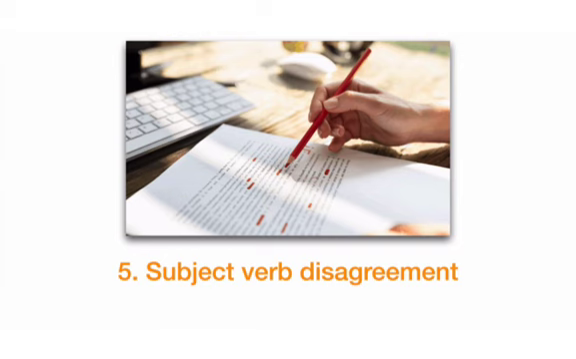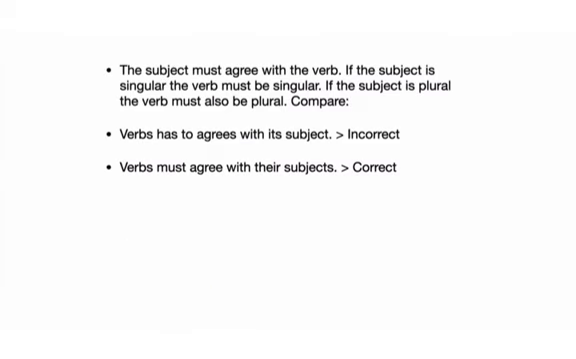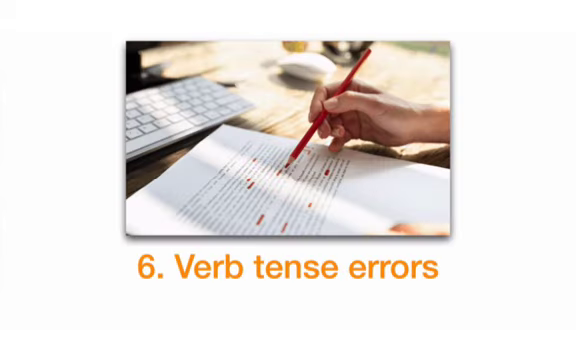5. Subject-verb disagreement. The subject must agree with the verb. If the subject is singular, the verb must be singular. If the subject is plural, the verb must also be plural. Compare. Verbs has to agree with its subject. Incorrect. Verbs must agree with their subjects. Correct.